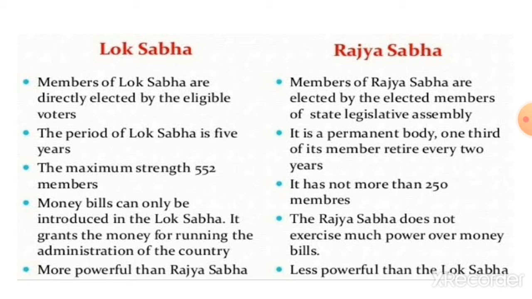So, the maximum strength of Lok Sabha is 552, whereas that of Rajya Sabha is not more than 250. It can be around 245. Anyway, 12 members are nominated by the president in Rajya Sabha and 2 in the Lok Sabha.